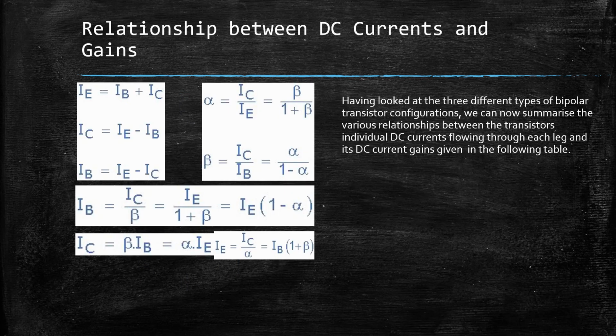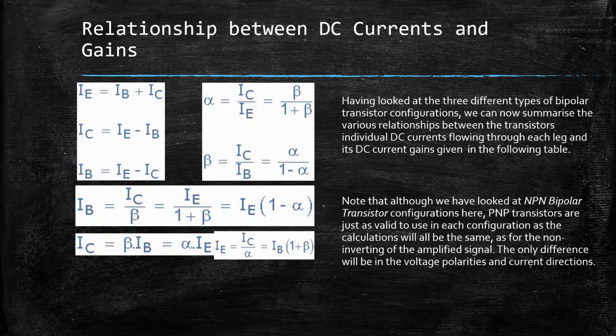Having looked at the three different types of bipolar transistor configurations, we can now summarize the various relationships between the transistor's individual DC currents flowing through each leg and its DC current gains given in the following table. Note that although we have looked at NPN bipolar transistor configurations here, PNP transistors are just as valid to use in each configuration, as the calculations will all be the same, as for the non-inverting of the amplified signal. The only difference will be in the voltage polarities and current directions.